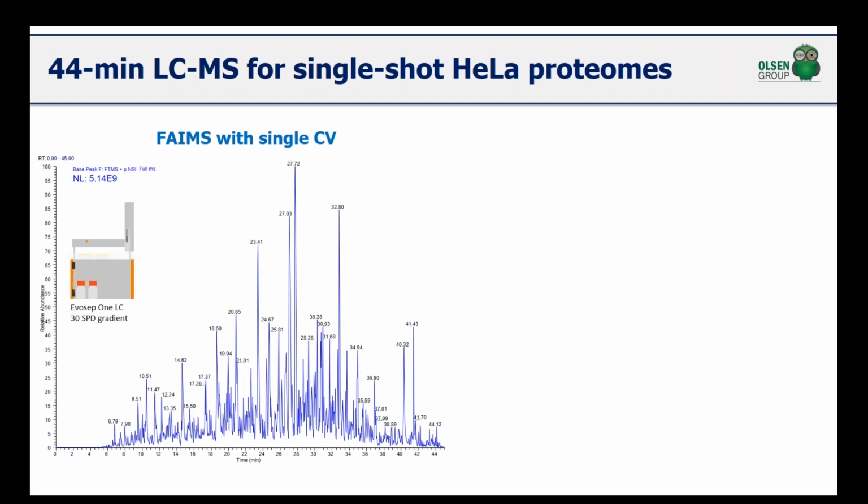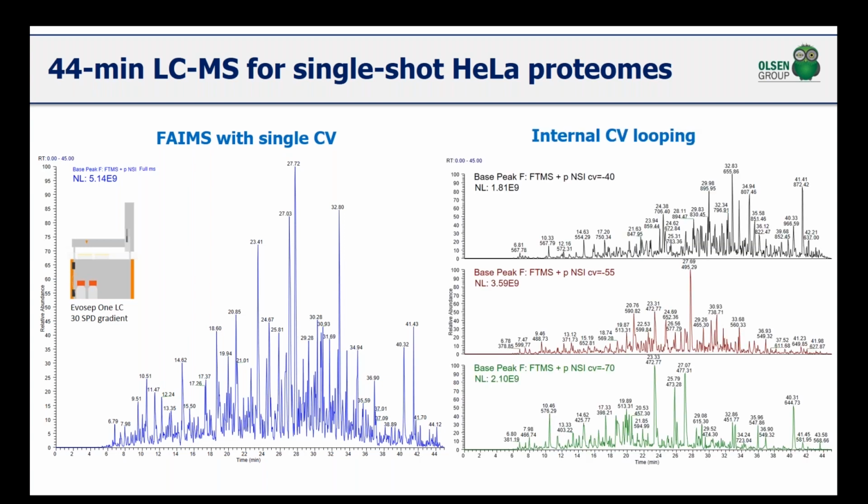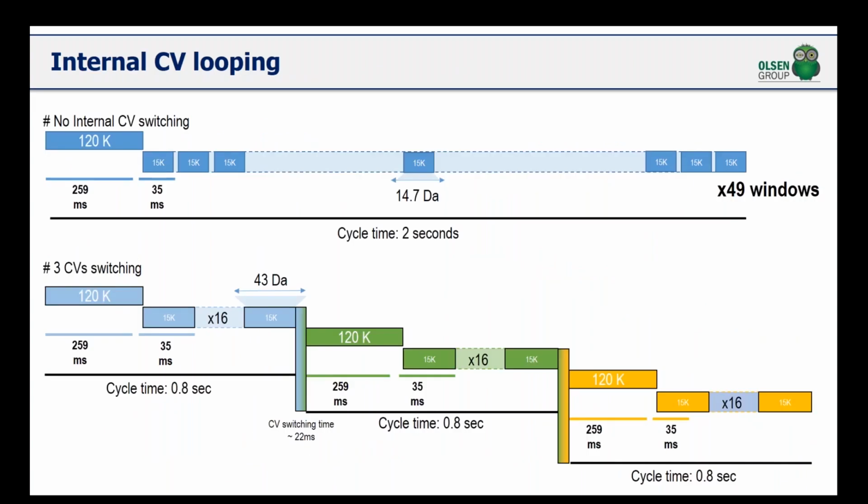So most of the data that we have collected so far has been on this 21-minute gradient on the EvoSep system, but we've recently also been able to optimize the 44-minute gradient such that you can generate 30 samples per day. And with that, we decided to also try to switch between different CVs on the fly, or do so-called internal CV looping during the runs.